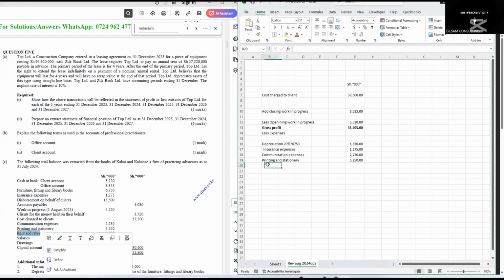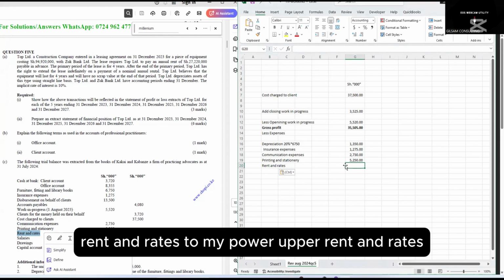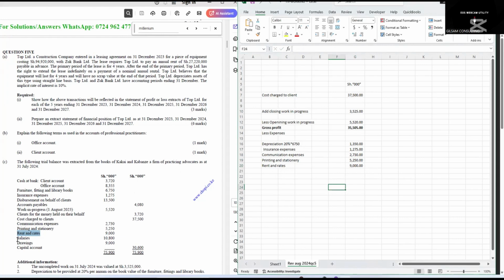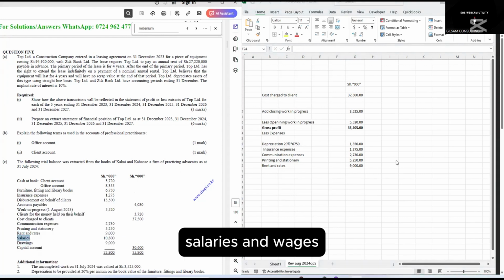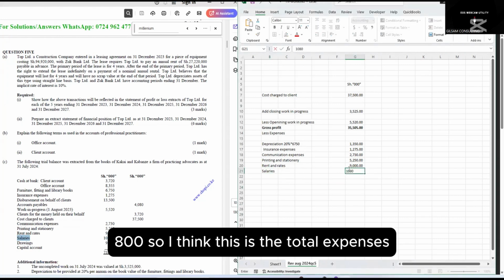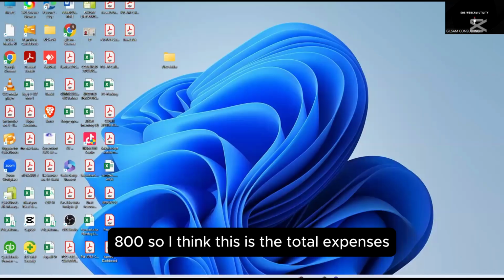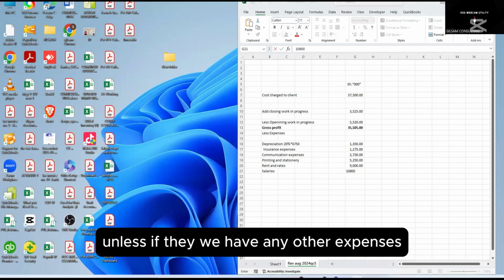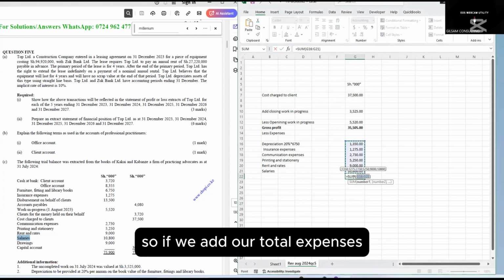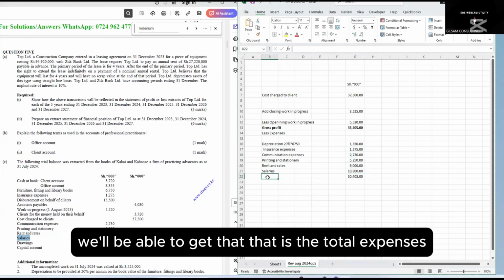Rent and rates, we have been given there 9,000, sorry. Salaries and wages will give us 10,800. So I think this is the total expenses, unless we have any other expenses, but this is our total expenses. So if we add our total expenses, we'll be able to get that. That's the total expenses.